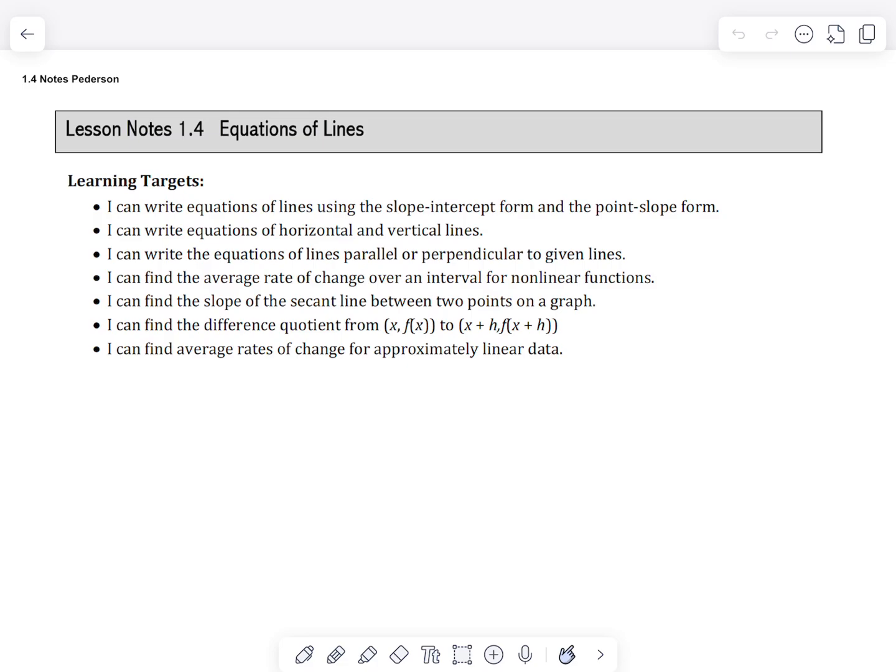This lesson is on equations of lines. Here are our learning targets.